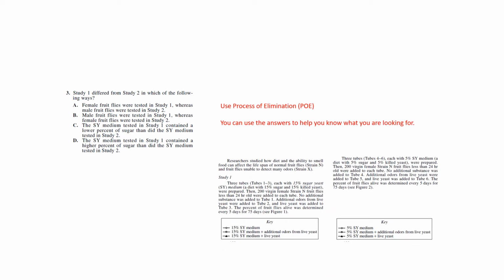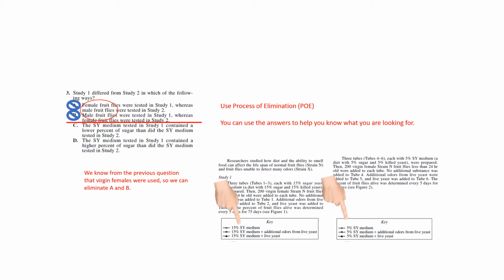Study 1 differed from study 2 in which of the following ways? We know from the last question that male fruit flies were not used. Only female fruit flies were used. And so we can eliminate choices A and B. Then we're going to look at the SY medium. In study 1 and study 2, we have a 15% and a 5% SY medium. And in the study, you always got to make sure you're looking at the right one. The SY medium in study 1 contained a higher percentage than study 2, so that would be correct.